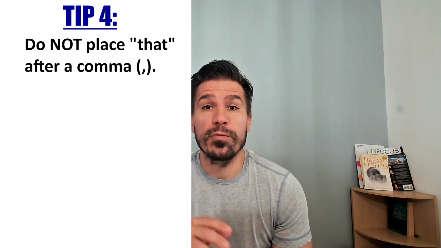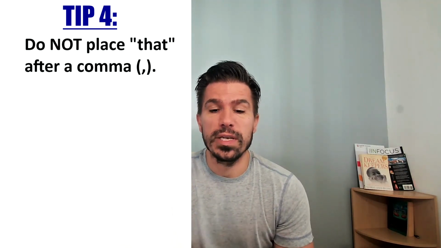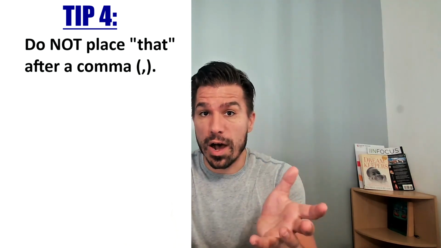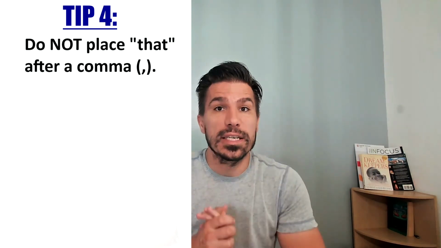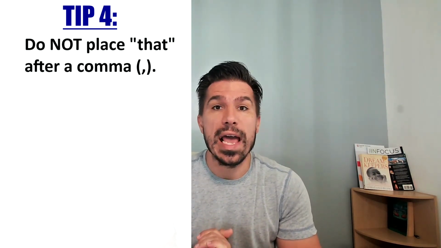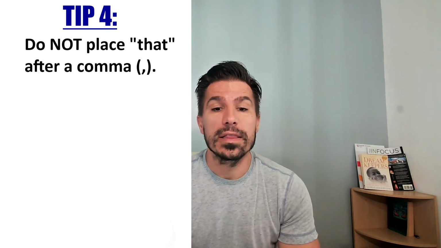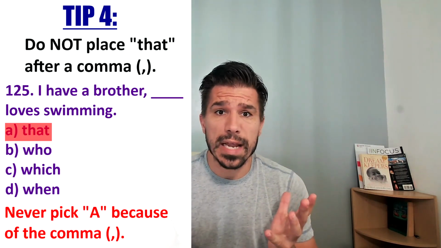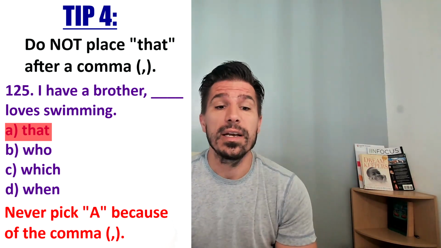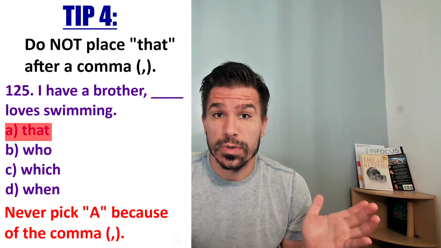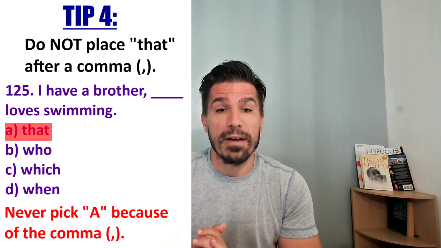Okay, tip number 4. This is going to be short and sweet. If you see a comma, the next word will not be that. And this can be important when we're looking at adjective clauses. Let's look at an example. It says, I have a brother, comma, blank loves swimming. Now, I cannot use that. That will be wrong. A is wrong because I have a comma. Now, the answer here is who, but that is definitely wrong.